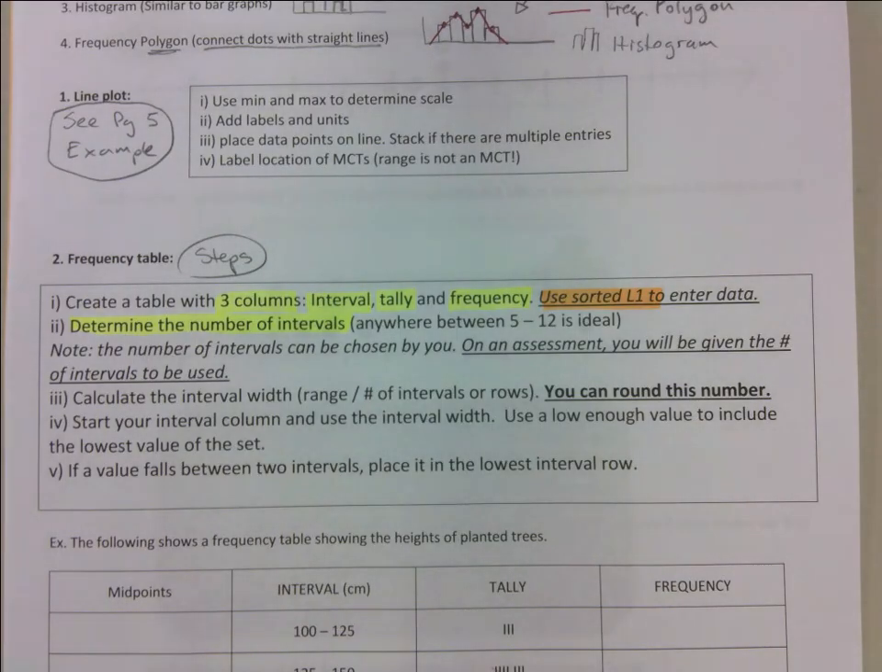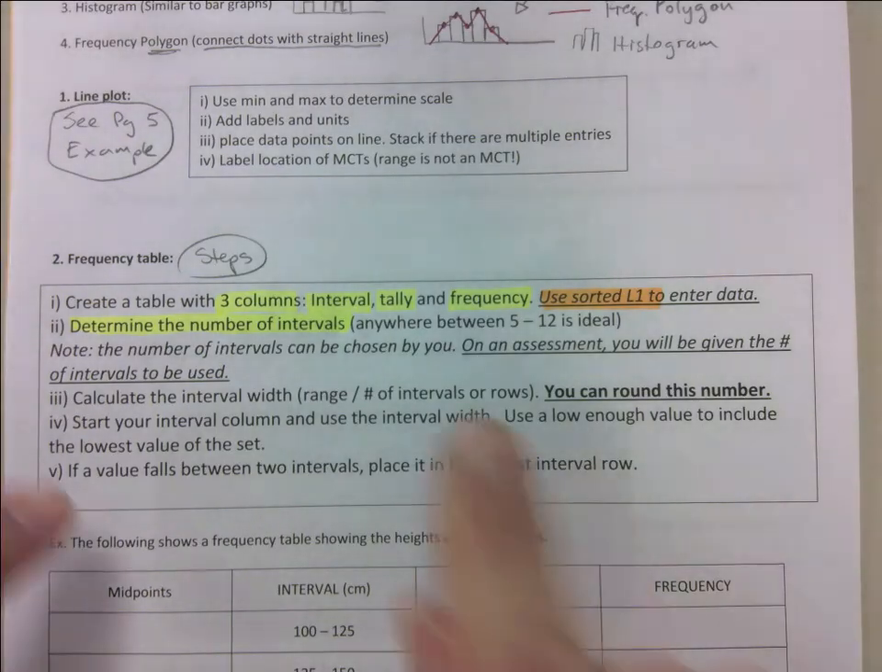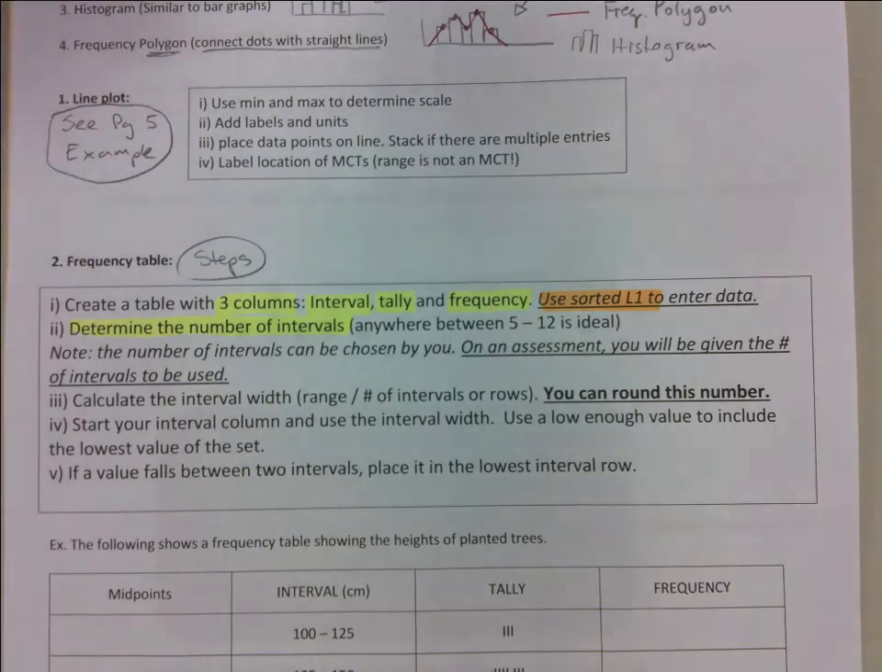If you choose 5 intervals, your graph will have 5 bars. If someone else chooses 7 intervals, you'll have 7 bars on your graph. And it's just crazy. For marking purposes, I'm not going to let you choose. I'm telling you already, okay? But you can choose anywhere between 5 and 12.